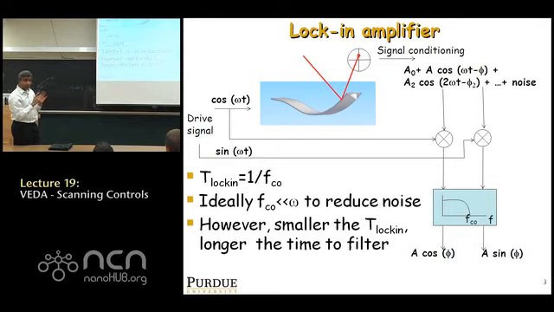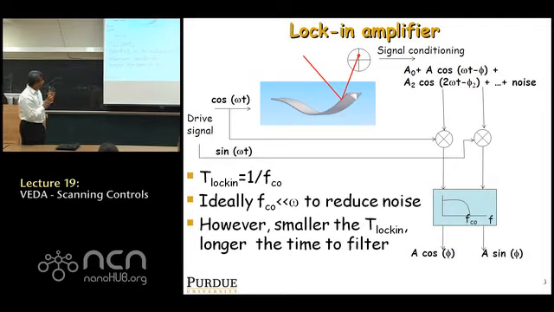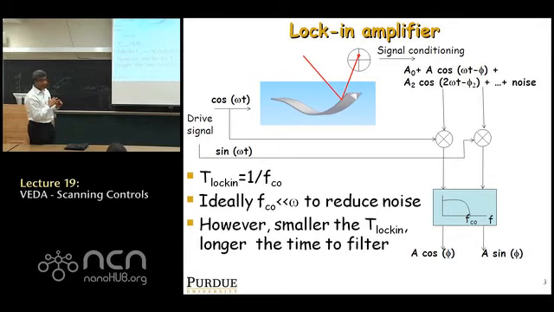And often many people don't bother about it, except those who are really high-end users. They understand the compromises involved and they are careful about it. So there are two, I would say, things to be careful about when you choose your lock-in time constant.